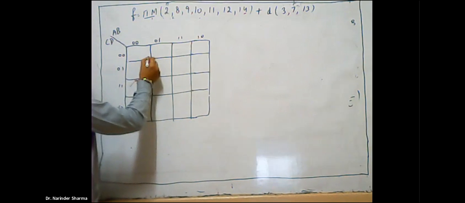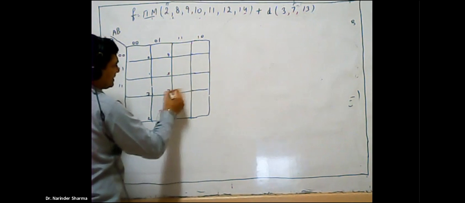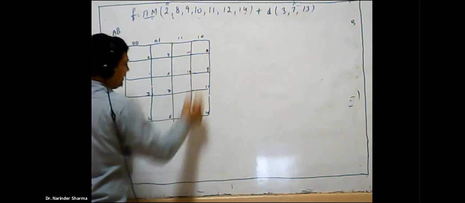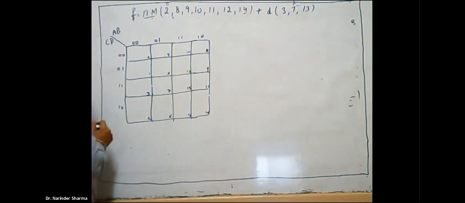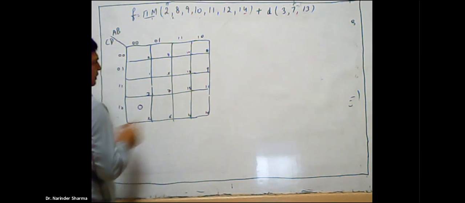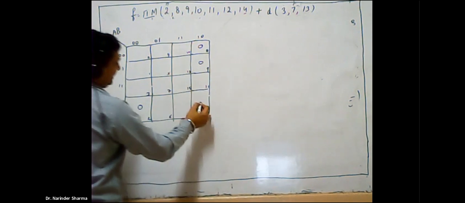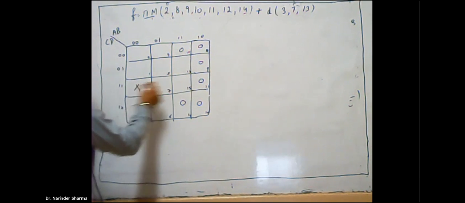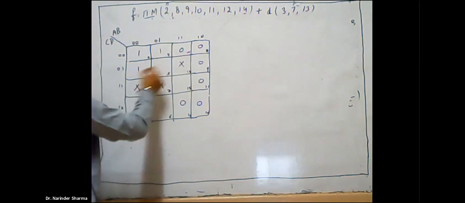Now you have to number the cells 0, 1, 2, 3, 4, 5, 6, 7, 8, 9, 10, 11, 12, 13, 14, 15. At these positions, 2 is 0, 8 is 0, 9 is 0, 10 is 0, 11 is 0, 12 is 0, 14 is 0. 3, 7, and 13 are don't care. In the rest we have to insert ones.